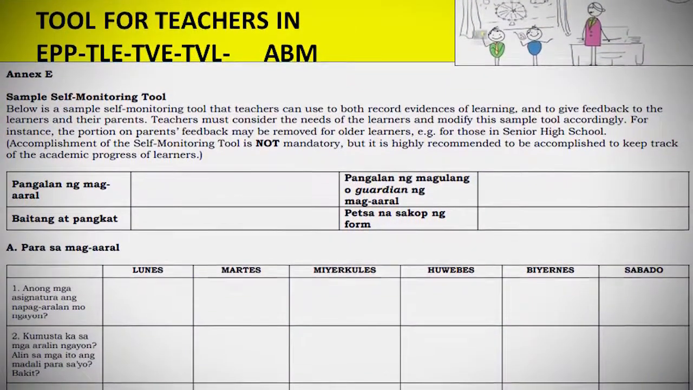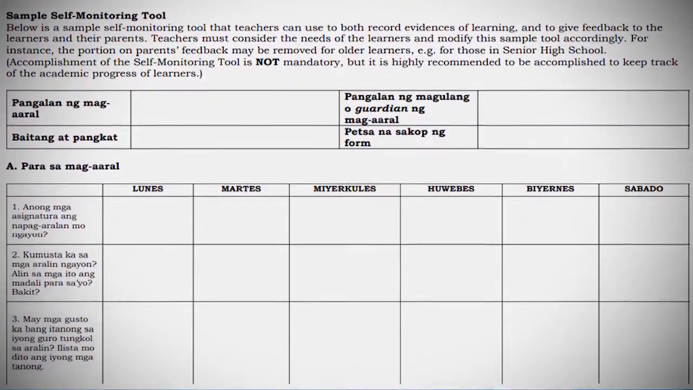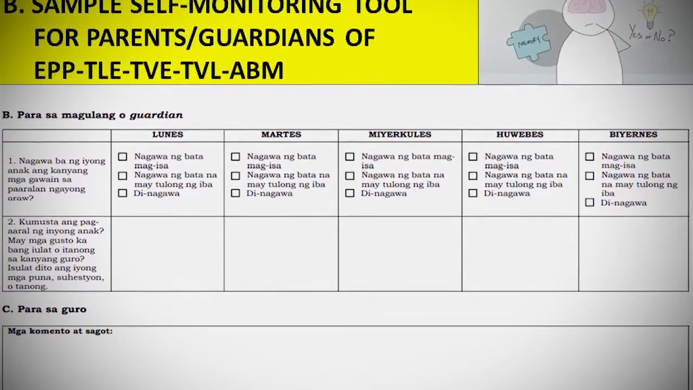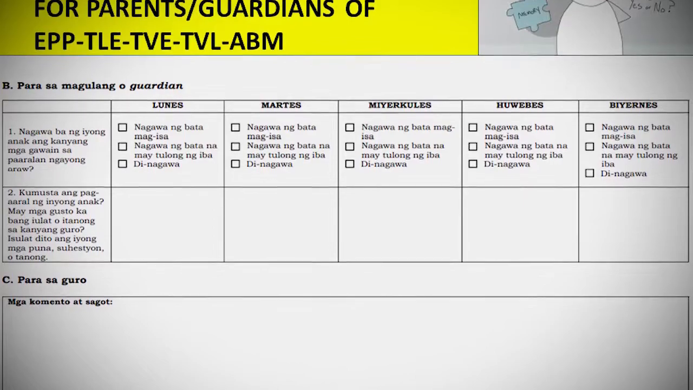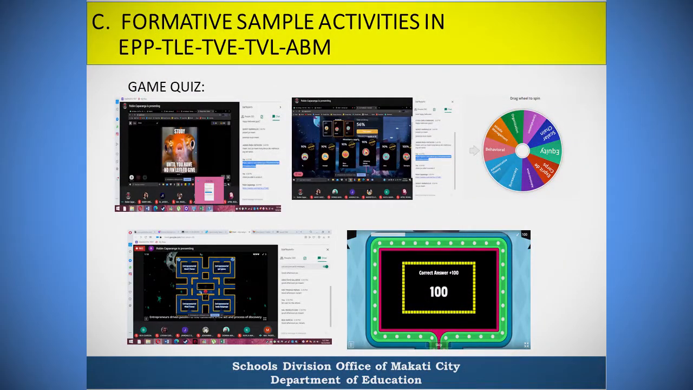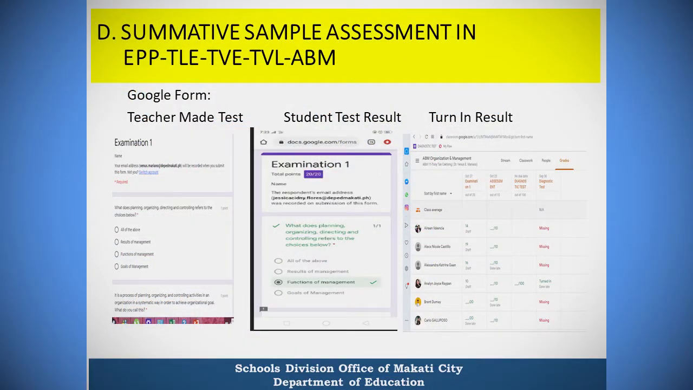EPP-TLE-TVE-TVL-ABM. And the next slide is about a sample self-monitoring tool for parents or guardians. On this slide are formative sample activities like game quiz. This slide is about summative sample assessment called teacher-made tests.